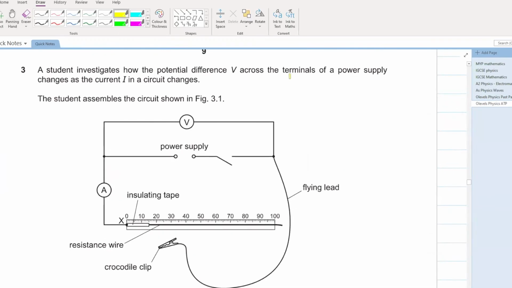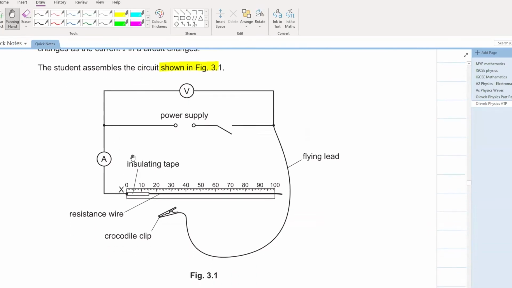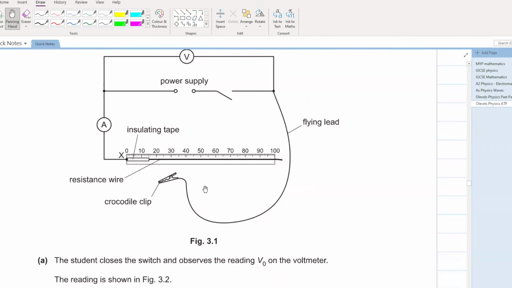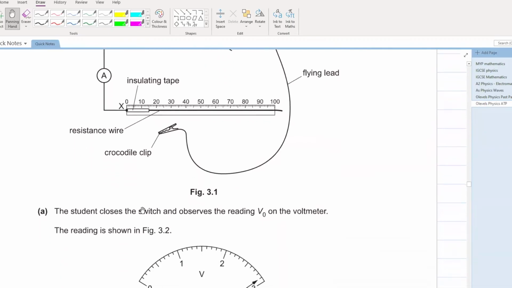A student investigates how the potential difference across the terminals of a power supply changes as the current in the circuit changes. Perfect. The student assembles the circuit shown in figure 3.1. You have a voltmeter, an ammeter, a power supply, a flying lead, insulating tape, a resistance wire, a crocodile clip, literally everything. Nothing else needed.